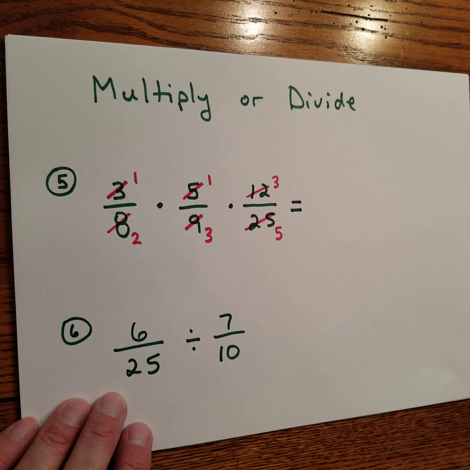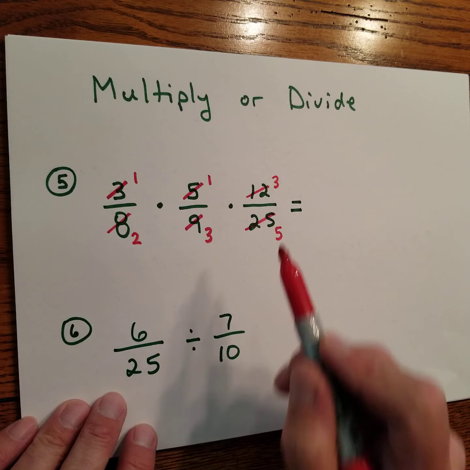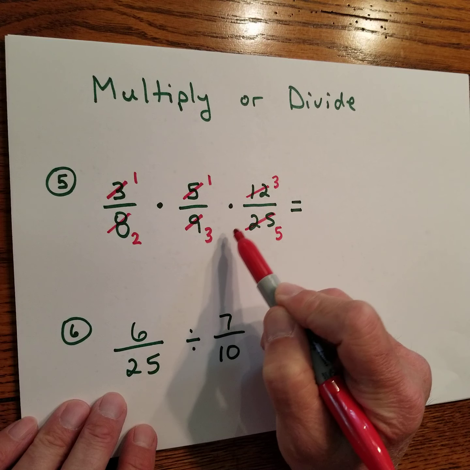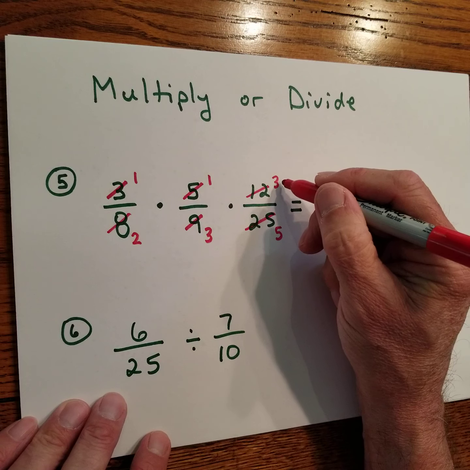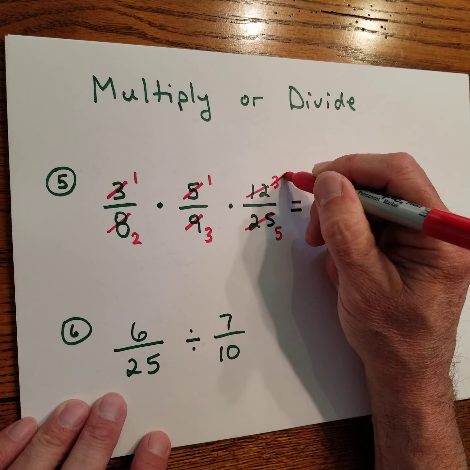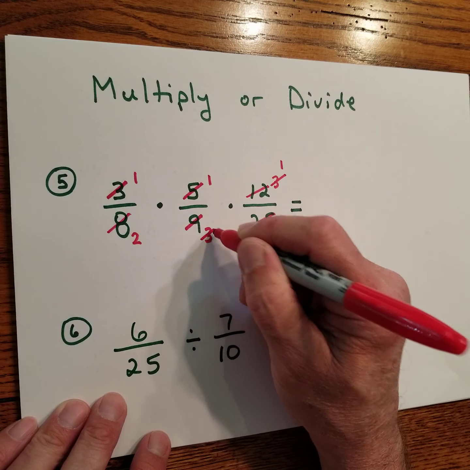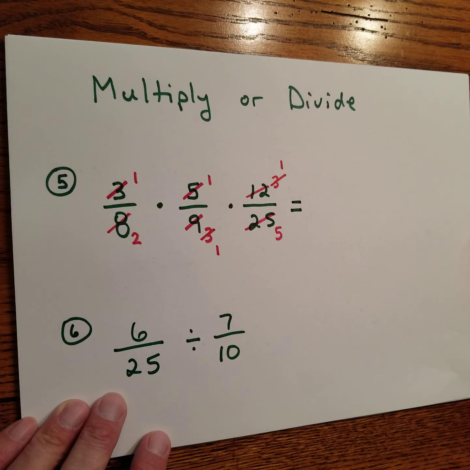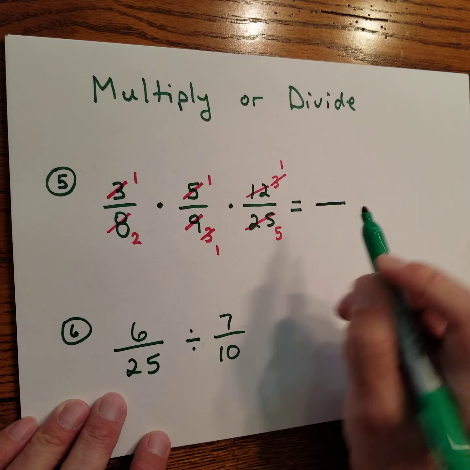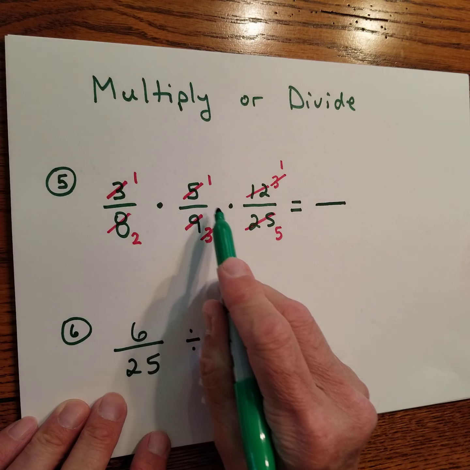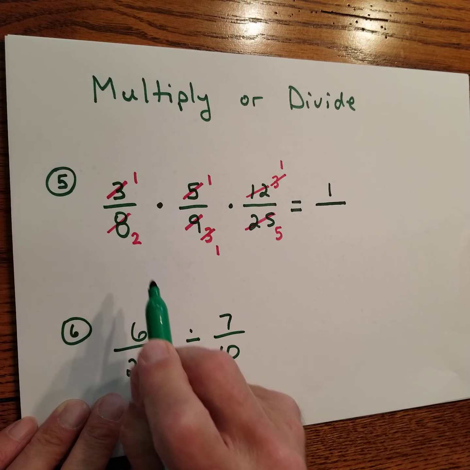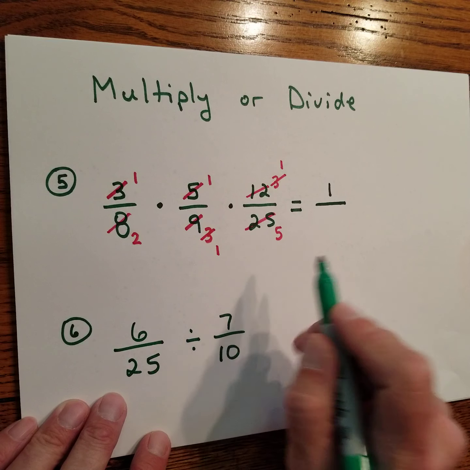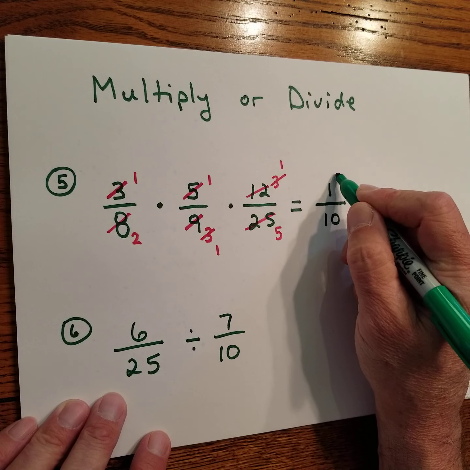That's pretty good. But if we're really slick, we'll notice, again, any top with any bottom, these 3's can reduce. I can divide by 3 and divide by 3. Now multiply the numerators. 1 times 1 times 1. And the denominators. 2 times 1 is 2 times 5 is 10. Got it.